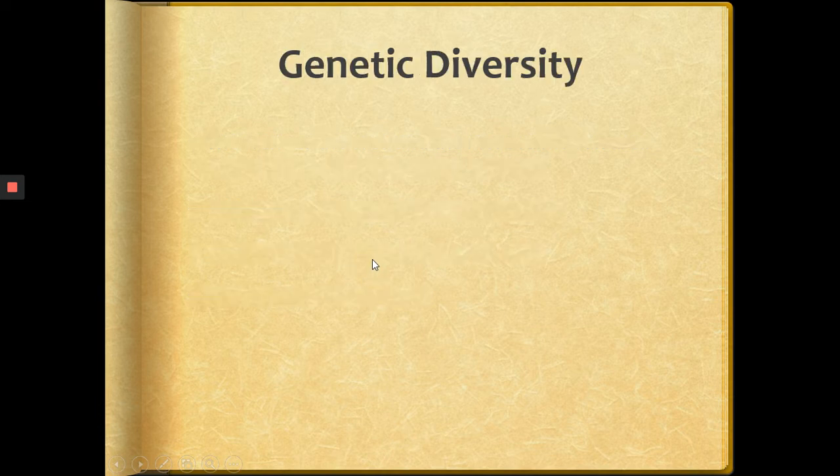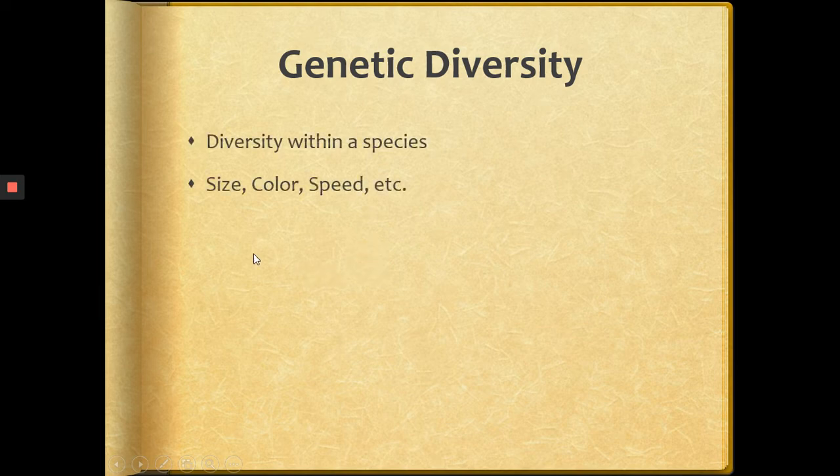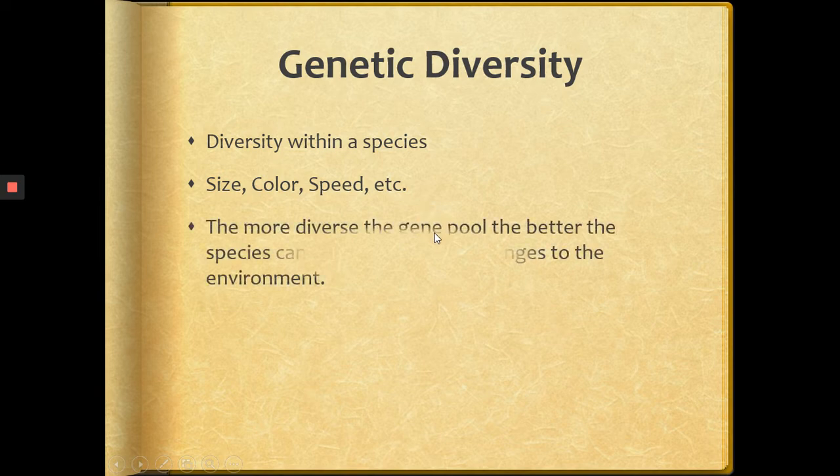So the third thing we're going to look at is genetic diversity. This is the diversity within a species. If you remember back to our example with the baby sea turtles, we're talking about size. Some might be a little larger than others. Coloration: some might have a coloration that's better suited to a specific environment. Some may be faster, more aggressive than others.